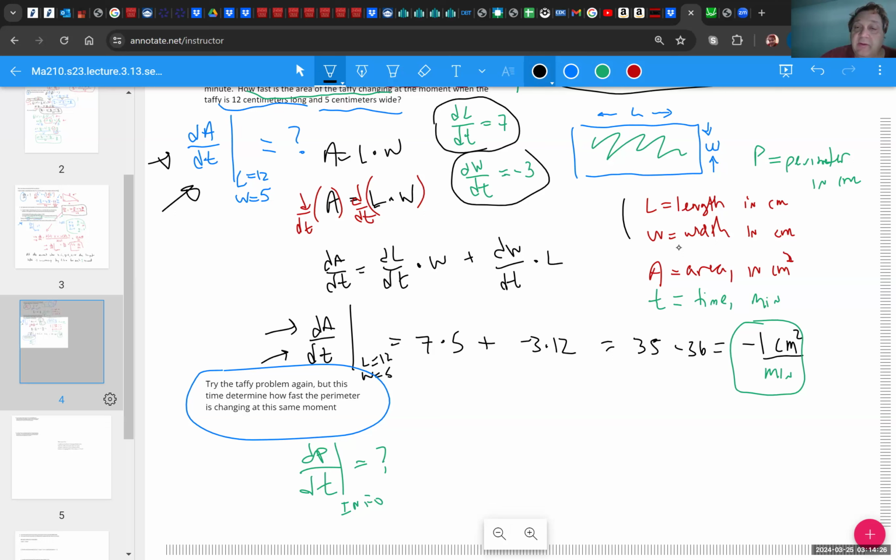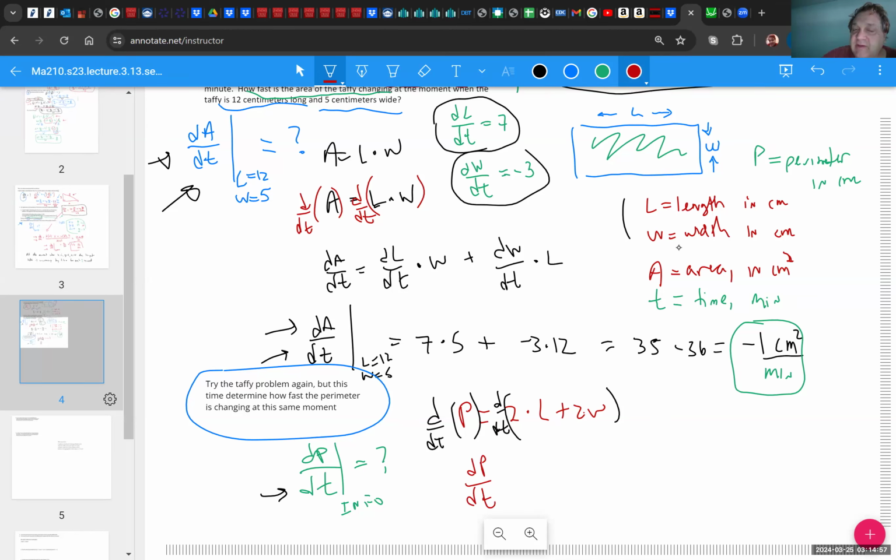Since it's a rectangle, you can look up, or perhaps you remember, that the perimeter is 2 times the length plus 2 times the width. That's our formula for the perimeter of a rectangle. And then we just differentiate this. We're going to differentiate with respect to t because we need a dP/dt. So it's got to be a t on the bottom. You don't have to wonder why. That's what we're looking for.